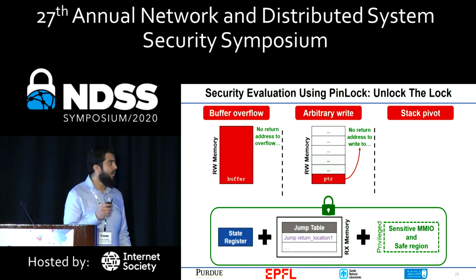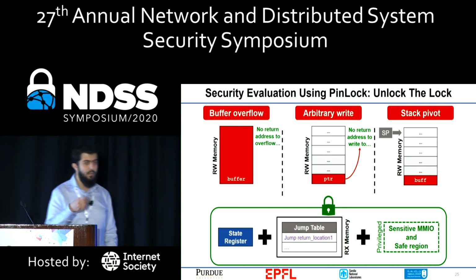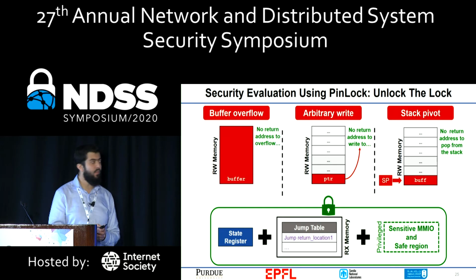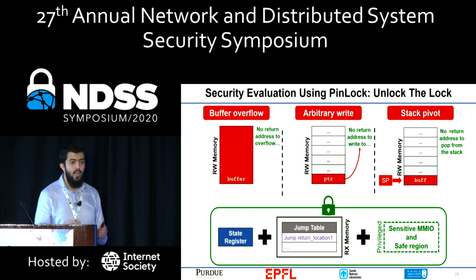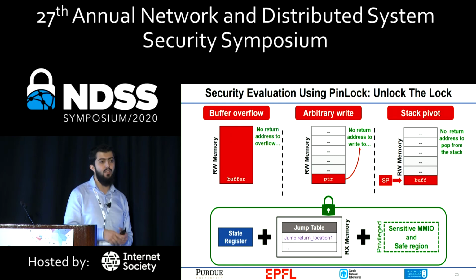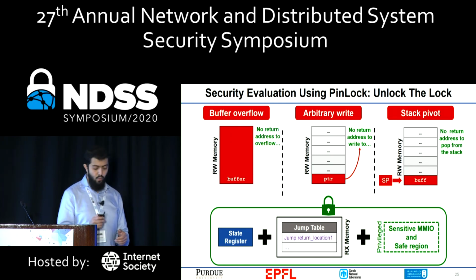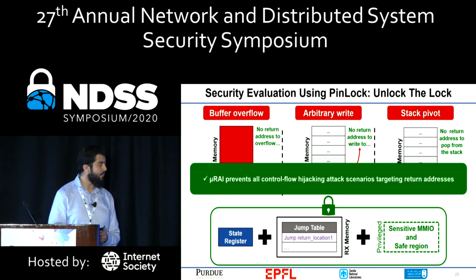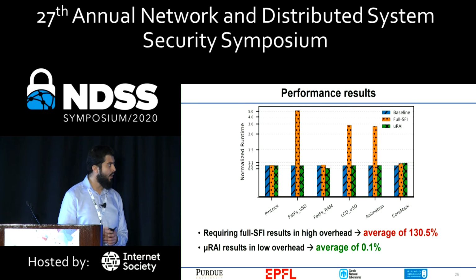The final scenario is a stack pivot. So the attacker takes control of the stack pointer and points the stack pointer to a vulnerable buffer, but this relies on the assumption that we're going to pop a return address from the stack. But remember, the key contribution here is that nothing is pushed to the stack, nothing is popped from the stack, and again, µRAI protects against all control flow hijacking attacks on return addresses.